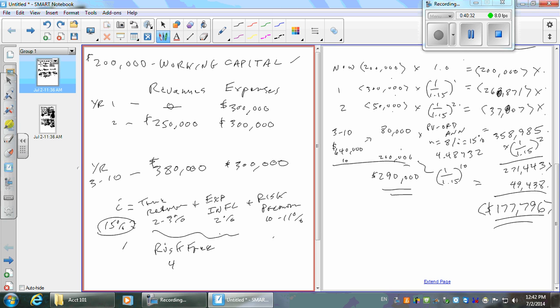Risk-free is about 4 to 5%, right? So if this is only going to be an 8% return, what do you think the risk premium is? Yeah, this has got to be 3 to 4% in there somewhere. Okay? So it'd be a low-risk investment. Let's say I think this is a low-risk investment.